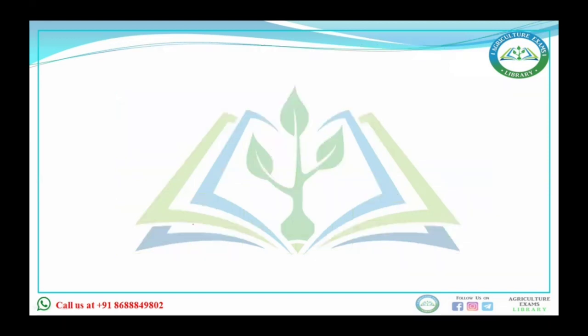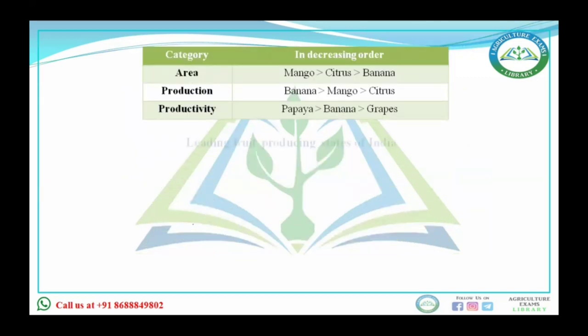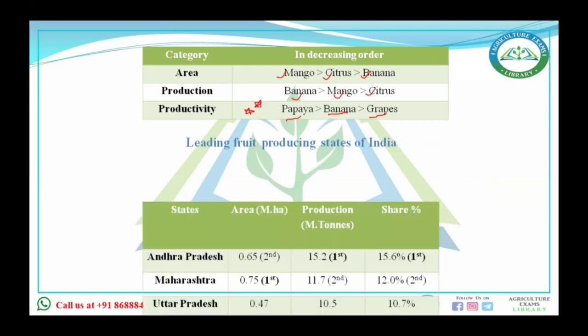From this data, this chart is prepared. If you talk about which fruit crop has the highest area, it is mango, followed by citrus, then banana. When you talk about production, it's banana, then mango, then citrus. But when you talk about productivity, it is papaya, then banana, then grapes.